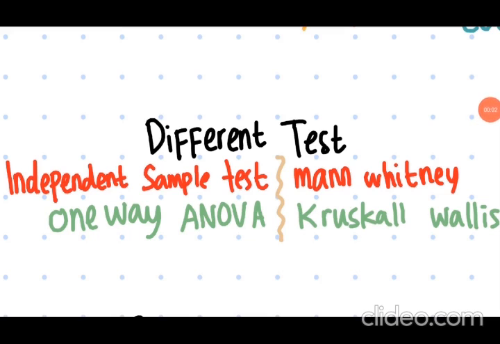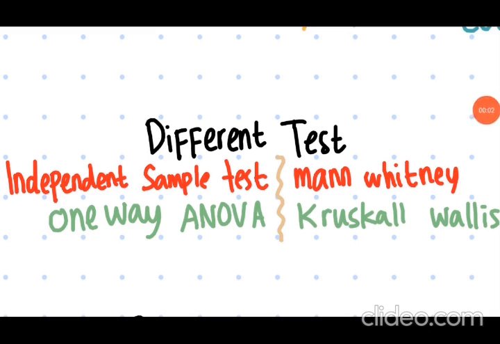The first is the independent sample test, the second is the Mann-Whitney test, the third is One-Way ANOVA, and the last is Kruskal-Wallis. To know which method to use for a variable, we have to do the normality test first, using the Kolmogorov-Smirnov test. After that, we have to pay attention to the significance number, whether it's higher or lower than 0.05. If the significance is lower than 0.05, the data is abnormal.